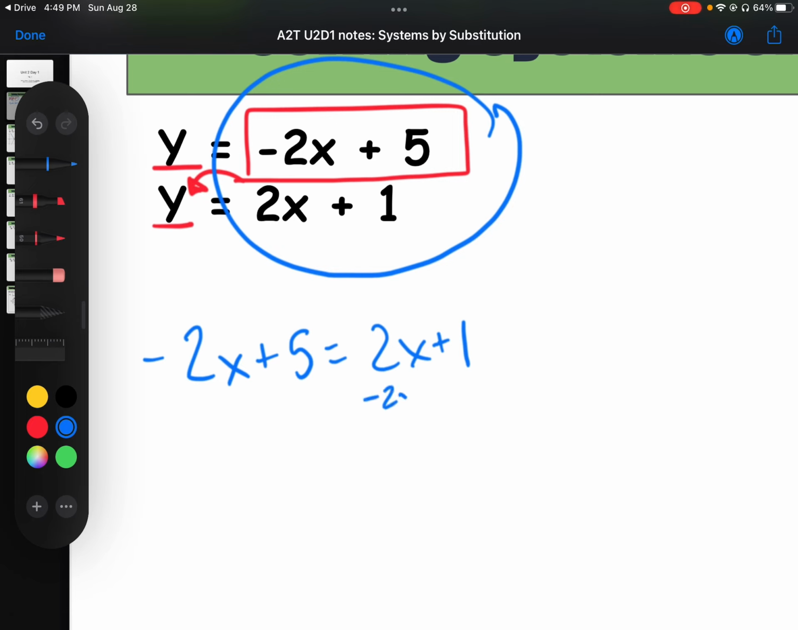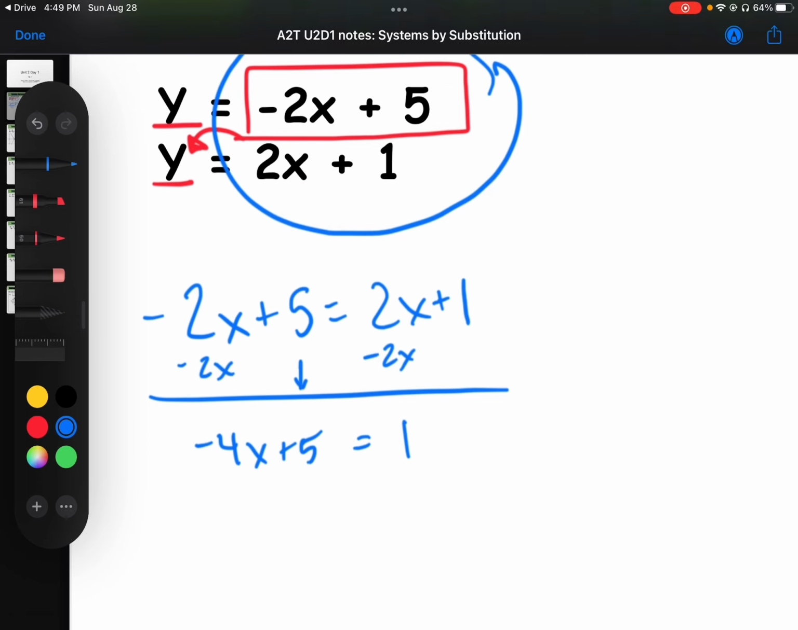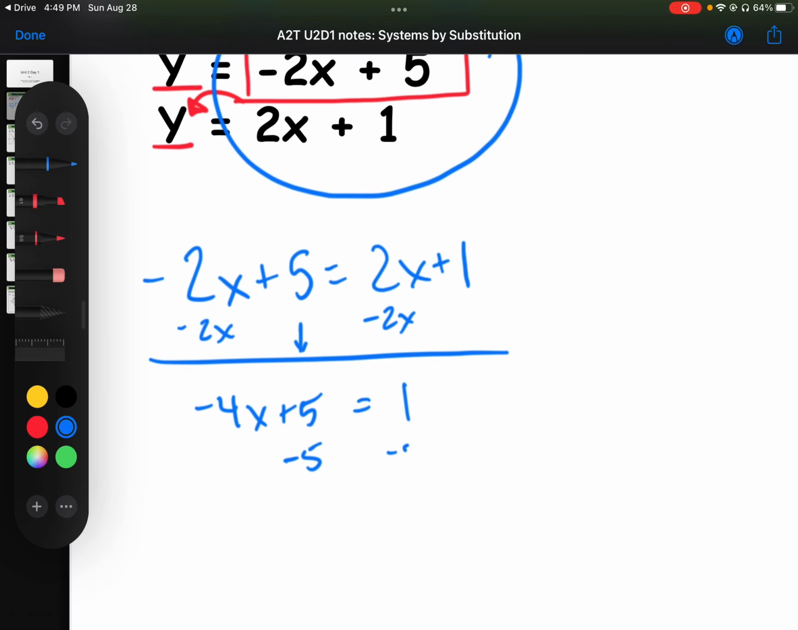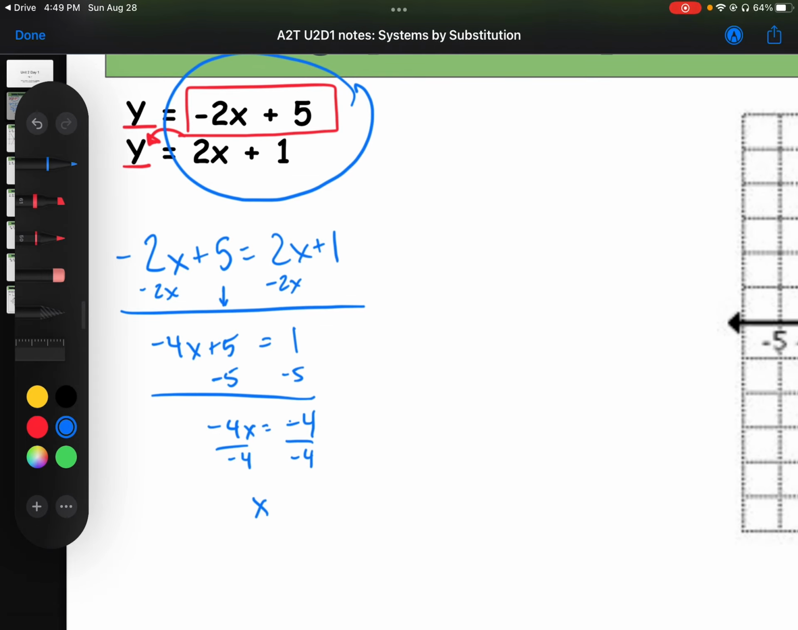So I'm going to subtract 2x on both sides. I have negative 4x, drop down the plus 5, equals 1. Subtract 5 on both sides. Negative 4x equals negative 4. Divide by negative 4. X equals positive 1.